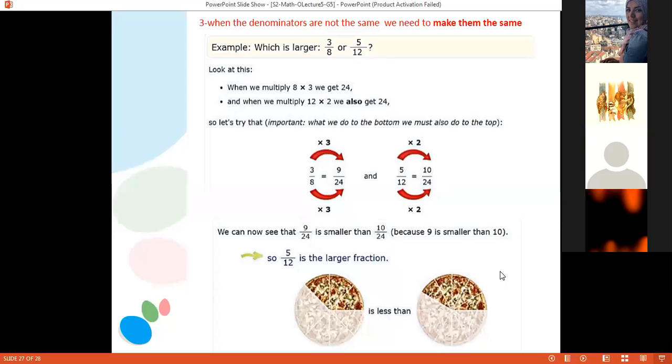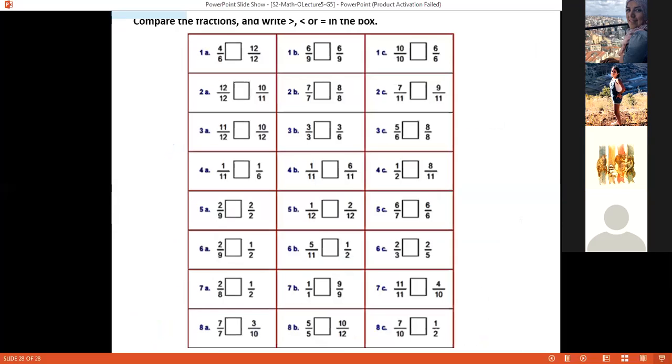Let us do this exercise. Are you ready? Can you see this exercise? Yes. I'm going to pick you one by one to answer. Malak, are you ready?